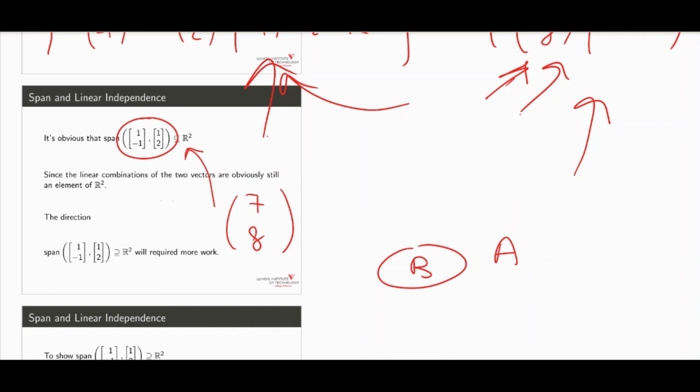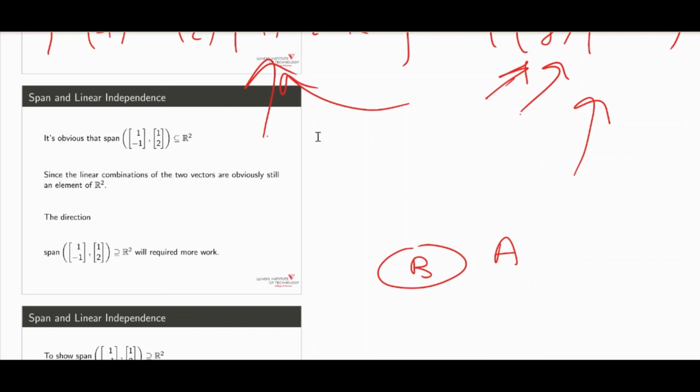You can show it for (7, 8), but there are infinitely many elements in R2. If you show (7, 8), you then have to show (1, 0), then (5, 7), then (-4, 5), and so on. You can't show it one by one, so you have to find a way to avoid that and show it in general. This is where abstraction comes in, so things get a little bit abstract.